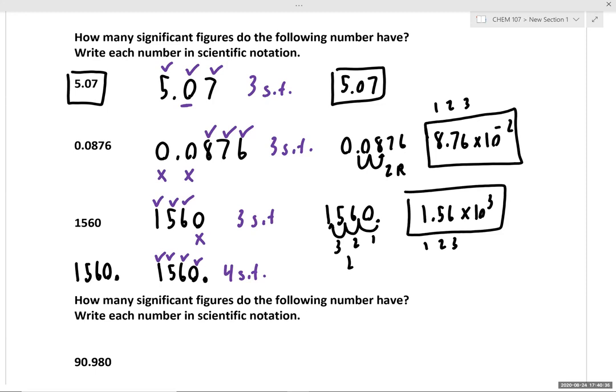Do these examples make sense to everyone? Sure, we can do that.